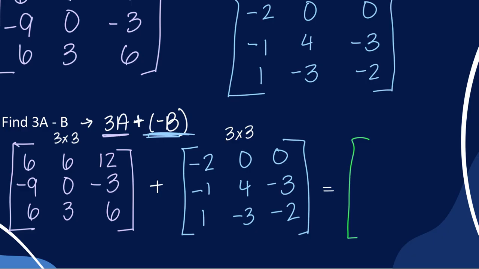Again, looking at the corresponding entries, 6 plus negative 2, I'm going to get 4. 6 plus 0 is 6. 12 plus 0 is 12. Negative 9 plus negative 1 is negative 10. 0 plus 4 is 4. Negative 3 plus negative 3 is negative 6. 6 plus 1 is 7. 3 plus negative 3 is 0. And 6 plus negative 2 would give me 4, and I'm done.